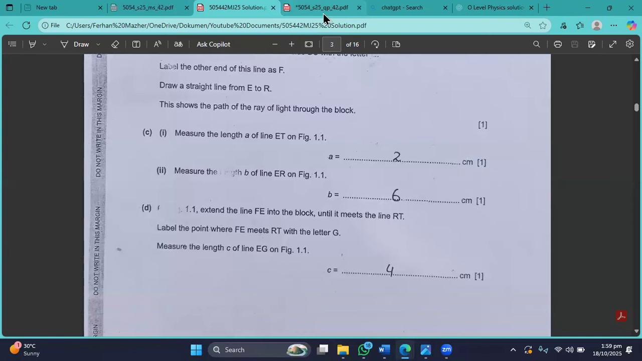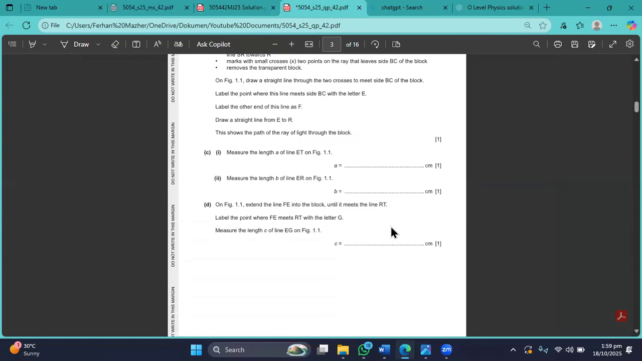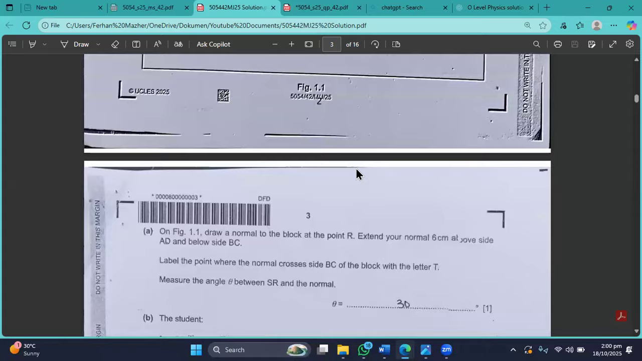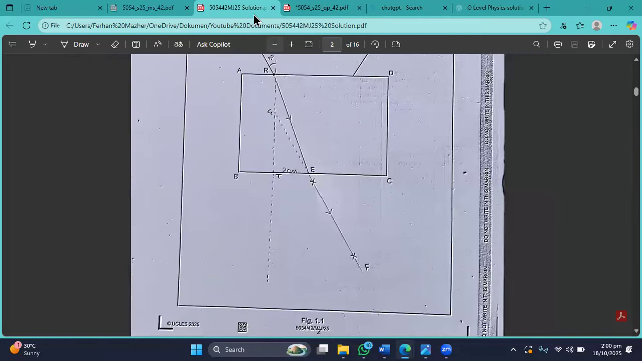Then he said, on figure 1.1, extend the line FE into the block until it meets the line RT. Label the point where FE meets RT with the letter G. Measure the length of the line EG on the figure. So what you have to do is extend. Let me show you what they are saying. They are saying the line EF. So extend this line EF.